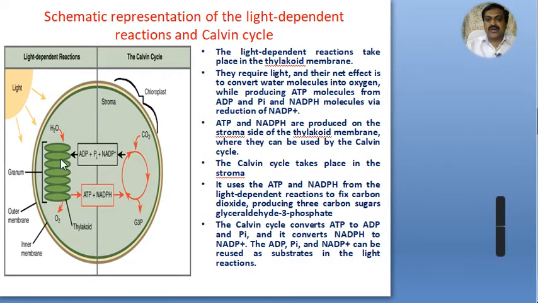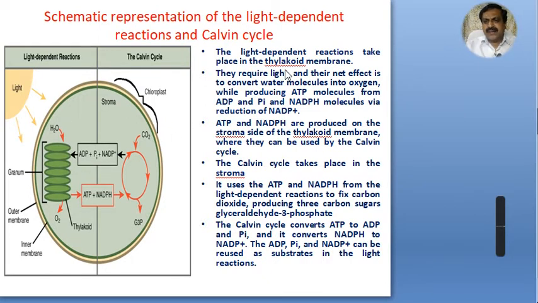This is how the light reaction and dark reaction, light dependent and light independent, both take place inside the chloroplast. They are related to each other, but the mechanism during the light reaction is different from the mechanism here, in the presence of separate enzymes, biocatalysts. This is what is written here. The light dependent reaction takes place in the thylakoid membrane, that is this one, the light reaction.